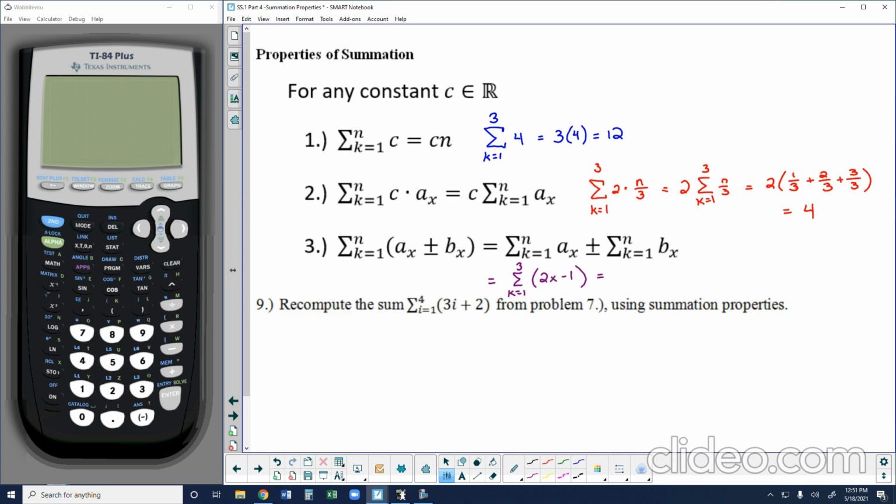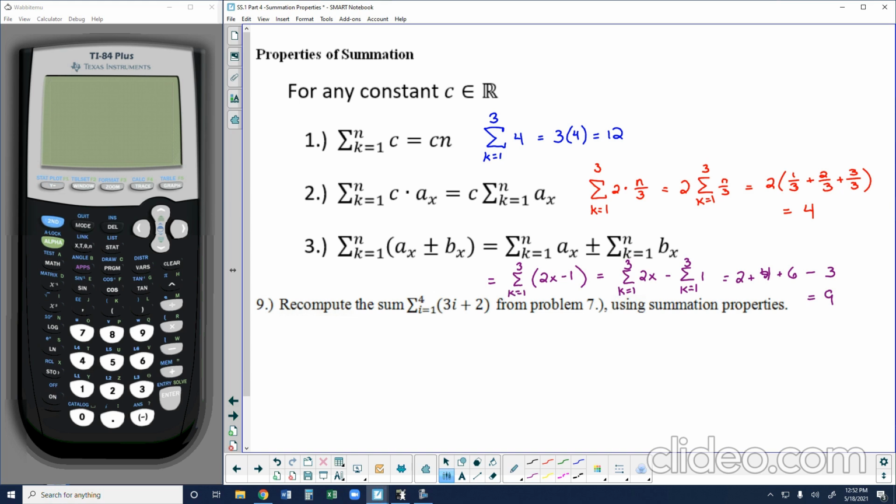So I could rewrite this as the summation from k equals 1 to 3 of 2x minus the summation of k equals 1 to 3 of 1. And so this would be easier to do. The summation here for 2x would be 2 plus 2 times 2, or 4, would be my second term, plus 6 would be my third term. And then I could do minus the summation from 1 to 3 of 1, going back to our first property, would be 1 times 3, which is 3. And so this would equal 9. So this really gives us different ways to work about completing problems.